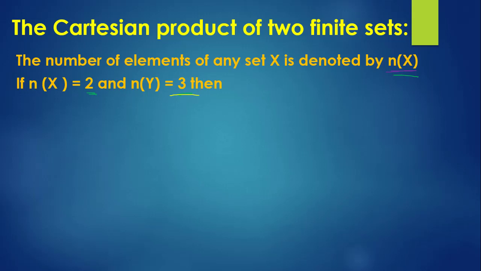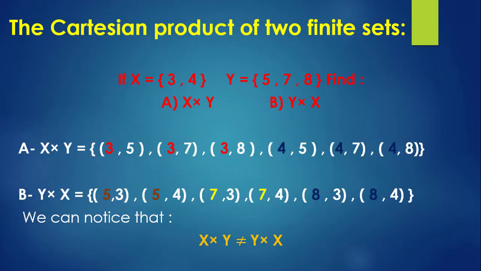It means that if I make a Cartesian product between x and y, in this case the number of elements of this set, the Cartesian product set, will be 2 times 3, which is 6. Like here, for example, the number of elements of set x is 2, and here the number of elements of set y is 3. 3 times 2 equals 6.